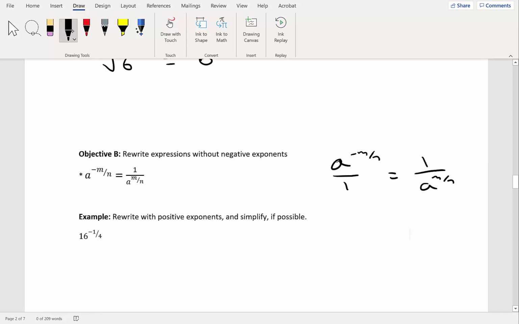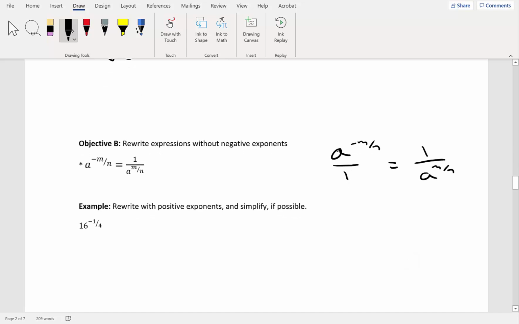Let's take a look at an example. So we have 16 raised to the negative 1/4 power. Let's go ahead and simplify this. Now, since I have a negative exponent, I have to take the reciprocal of 16. Remember, it's like 16 over 1. So the reciprocal of 16 over 1 would be 1 over 16. And now I change the exponent to be positive.